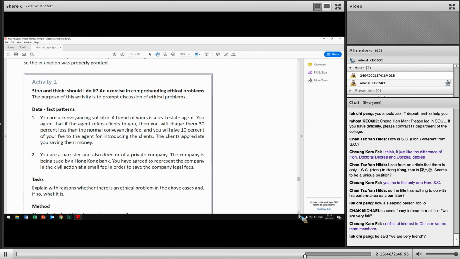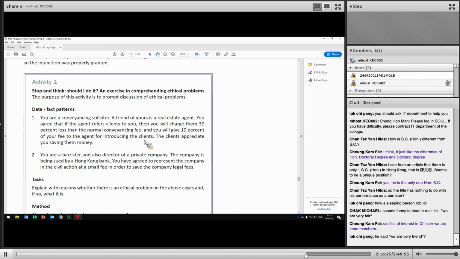So we have two situations. You have to find out whether there's any ethical problem in the above cases, and if so, what it is. The first case: you are a conveyancing lawyer operating a law firm. A friend of yours is a real estate agent. You make an agreement with your friend. If your friend refers clients to you, then you will charge them 30% less. It means that you give a 30% discount. And also you give 10% of your fee to your friend for introducing the client.